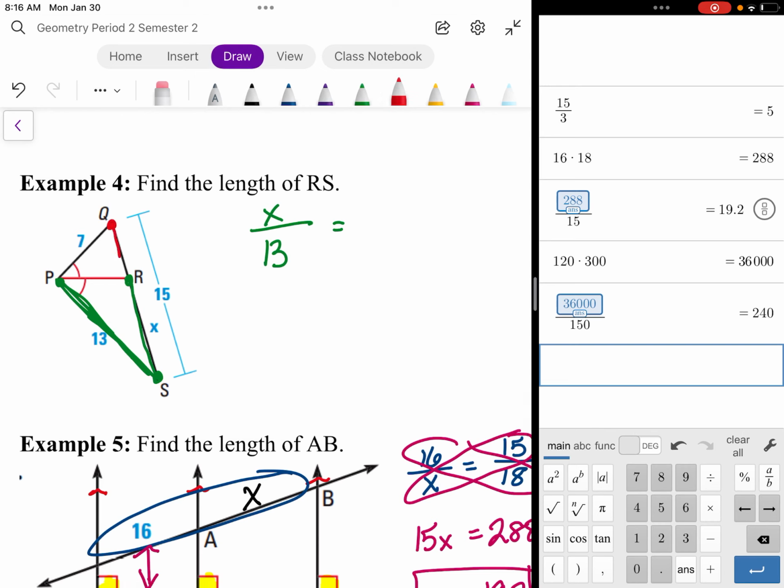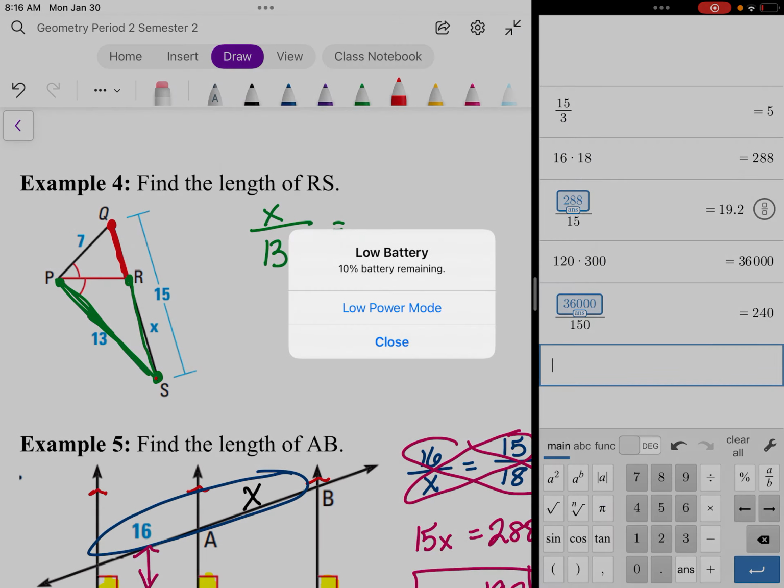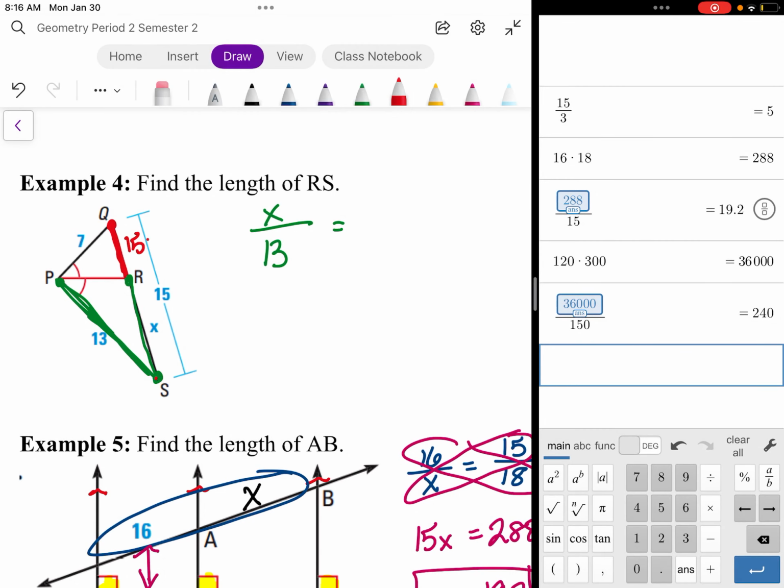Then we're going to do the same thing on the other side. This time we don't know what the length of this section is, but we know the length from Q to S and then R to S. So we're going to take the total length of that side, 15, and we're going to subtract x. So you would have 15 minus x on top over 7.